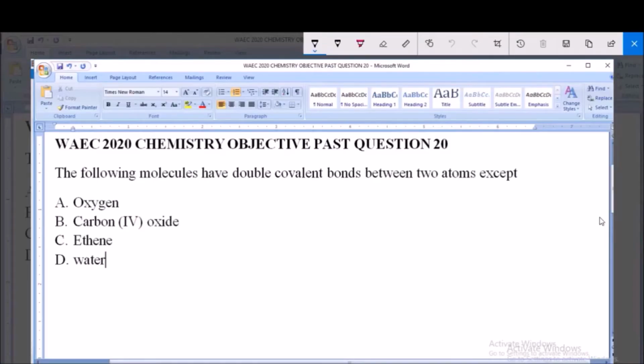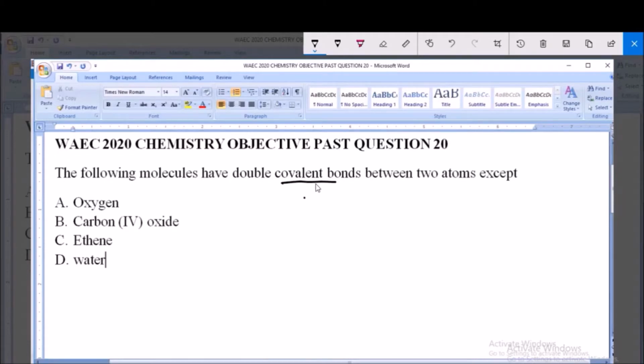Hello and welcome. I'm going to be answering WAEC 2020 Chemistry Objective Past Question 20. The following molecules have double covalent bonds between two atoms except A. Oxygen, B. Carbon 4 oxide, C. Ethene, D. Water.